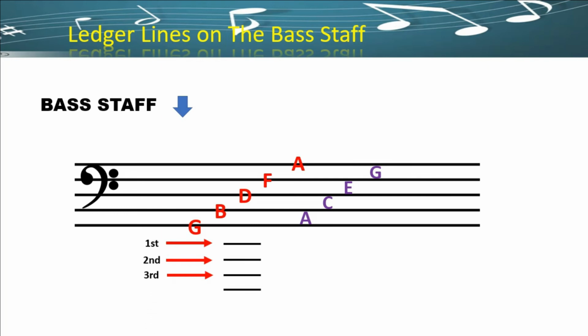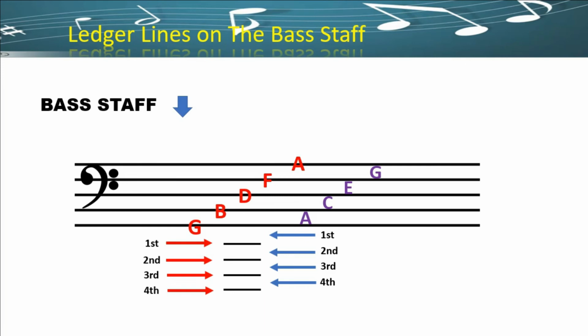Then that is the second. Then we have the third, and then we have the fourth. Then for the spaces below the bass staff, that is the first space, the second is there, the third, and the fourth. Now how do we name them again? In the same manner we did with the treble staff.